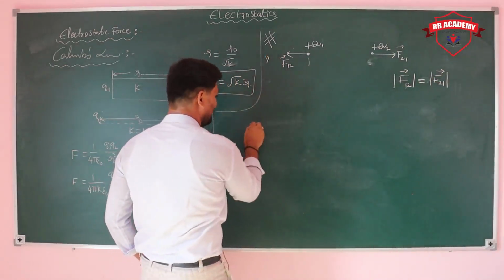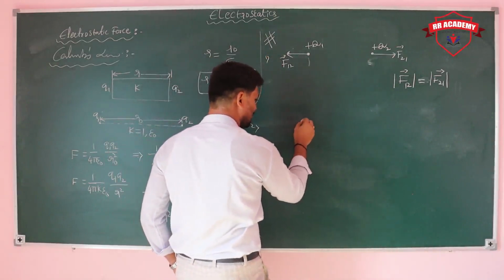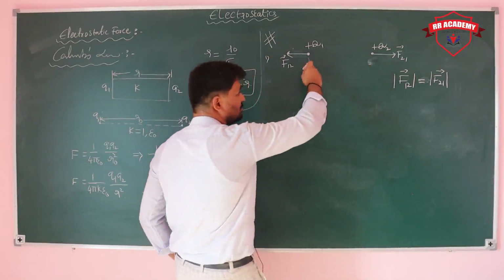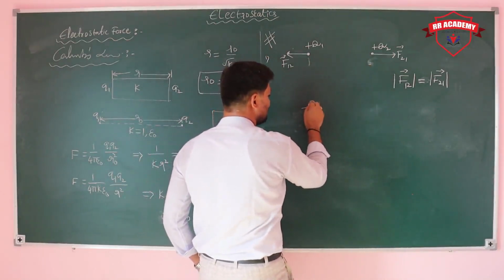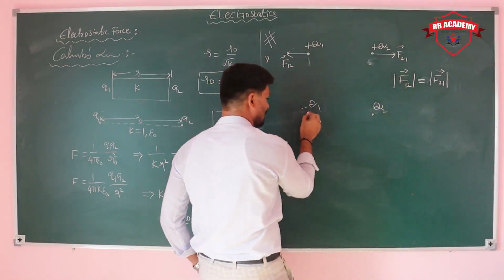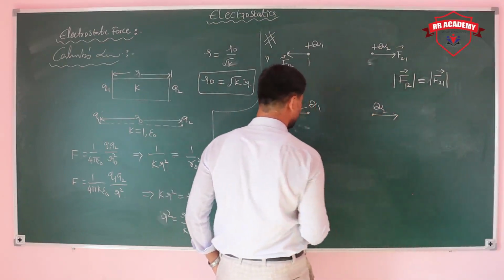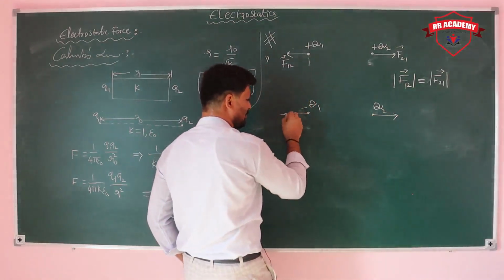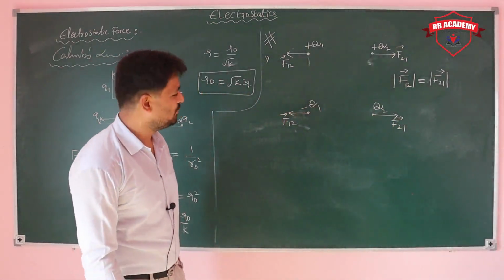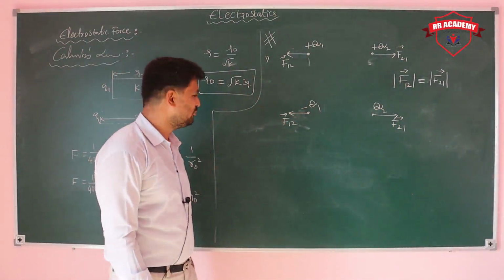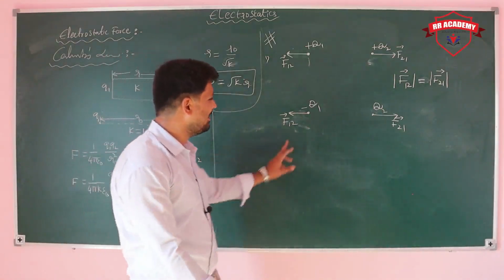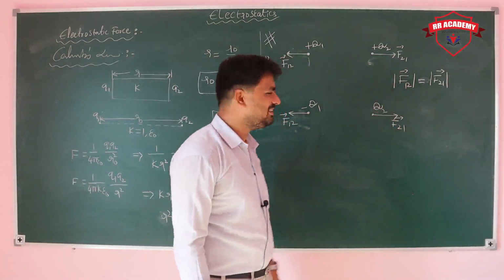Second, you can take two negative charges also, no problem. Just as you observed two positive charges, you can take two negative charges, Q1 and Q2. Then again repulsion takes place. One repels two and two repels one. F12 is the force on 1 by 2, and F21 is the force on 2 by 1. Both are repelling each other. Again these are equal in magnitude and opposite in direction.